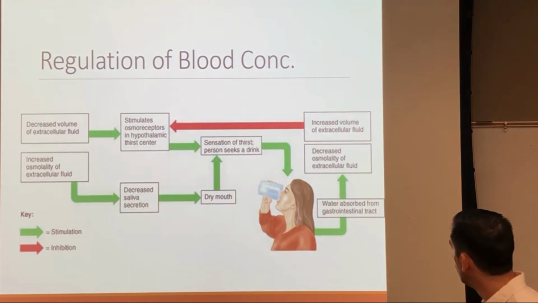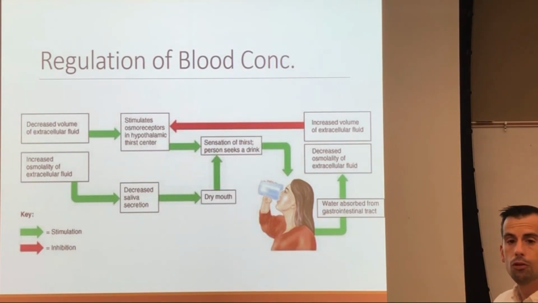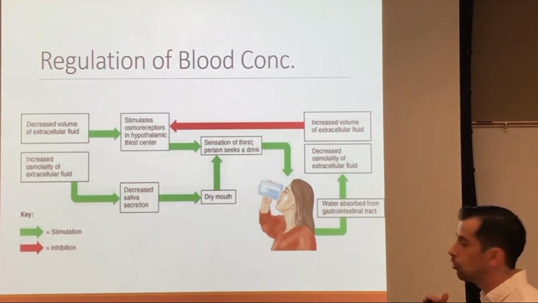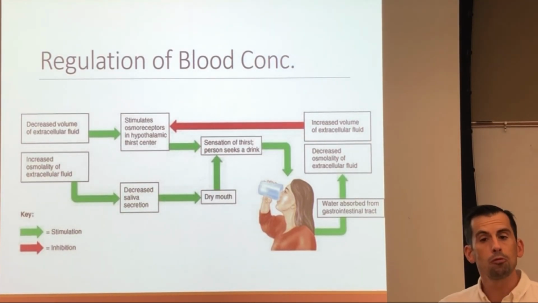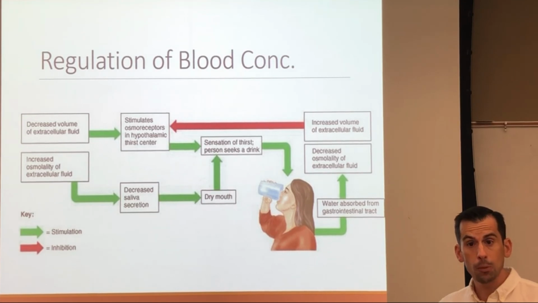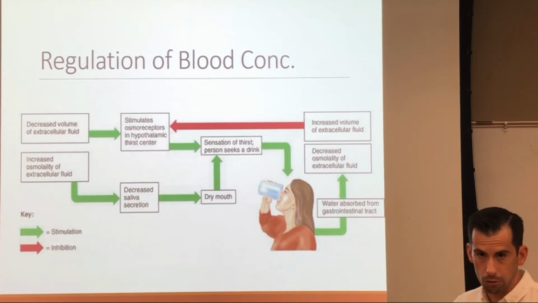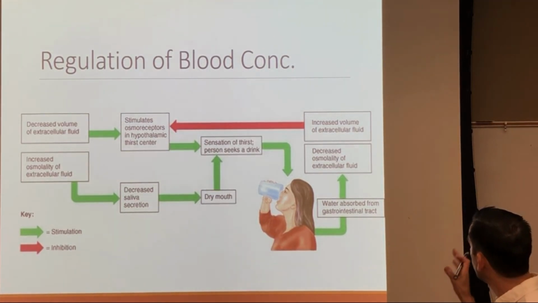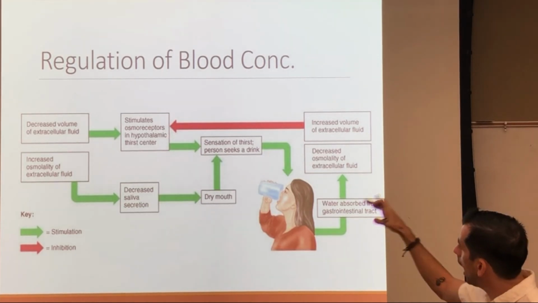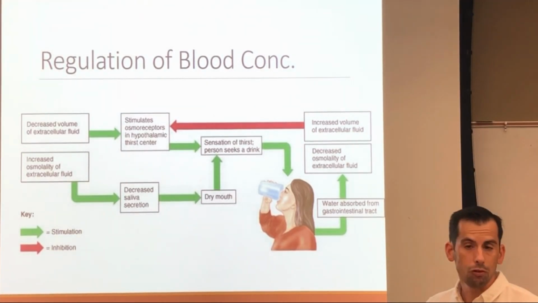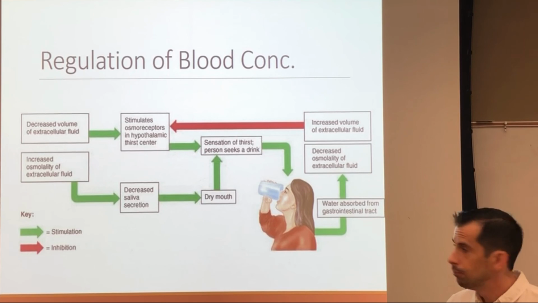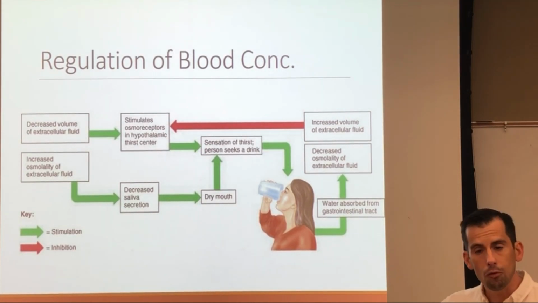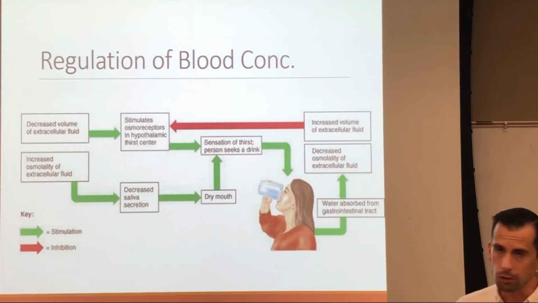The water gets absorbed through your GI tract, increasing the volume of fluid that's in that extracellular compartment and decreasing the osmolarity. That's going to basically counter what we saw with the dehydration state, allowing the osmolarity and the volume of the blood and the extracellular fluid to go back to normal.